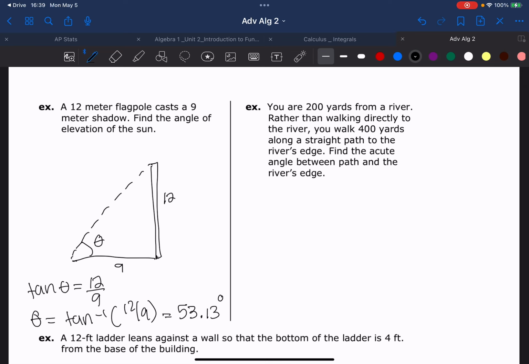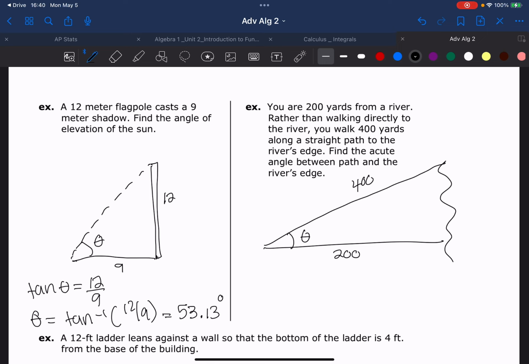Next example says you are 200 yards from the river. Okay, so here's the river and you're 200 yards from it. Okay, there's my river. Rather than walking directly to the river, you walk 400 yards along a straight path to the river's edge. So you walk 400 yards instead of that 200 yards. You want your exercise. Find the acute angle between the path at the river's edge. So it wants us to find this angle. And when it says acute angle, that means it is a small angle, an angle smaller than 90 degrees.